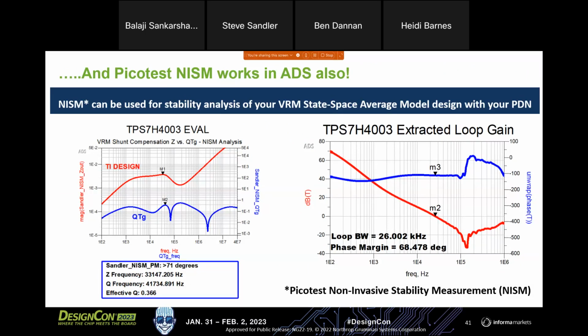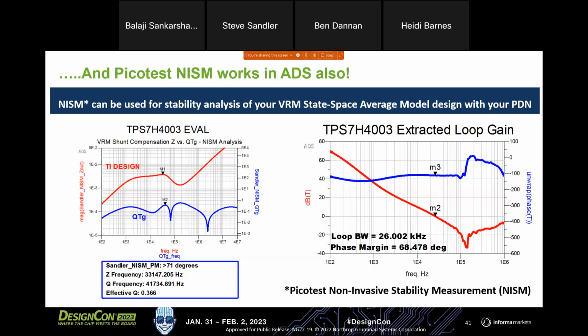NISM basically is a way of looking at the output impedance. What Steve did is he figured out mathematically how to basically cut the trace and look at the source and the load, and use group delay and assess the change in phase to determine stability. And that's ultimately what he's doing. So if you're wondering if NISM equates to a Bode plot, absolutely. All that correlation has been done, and those are things you can look up on Picotest.com or some of the other publications that Steve has done in the history of his career.